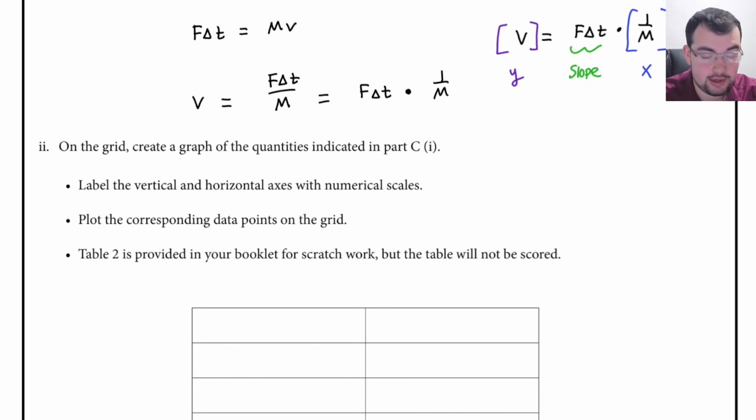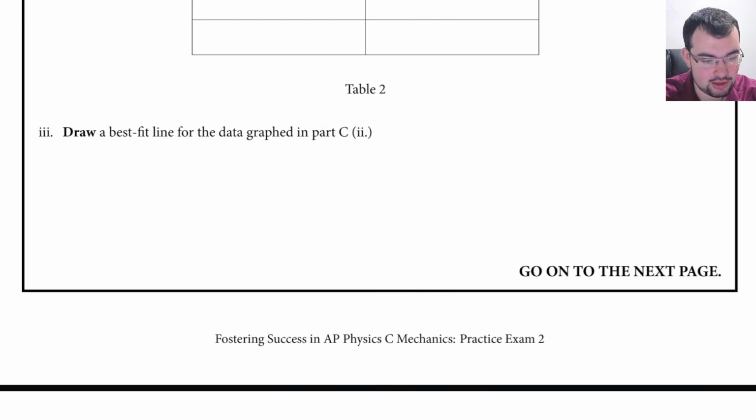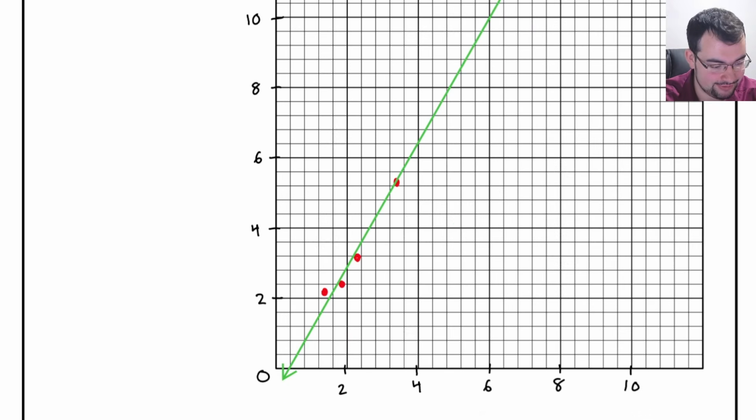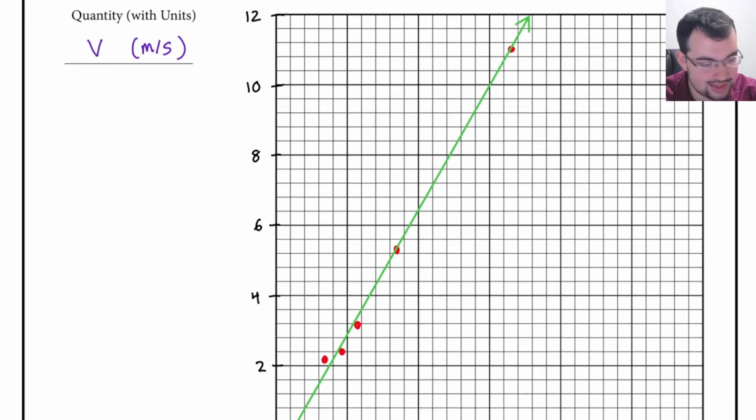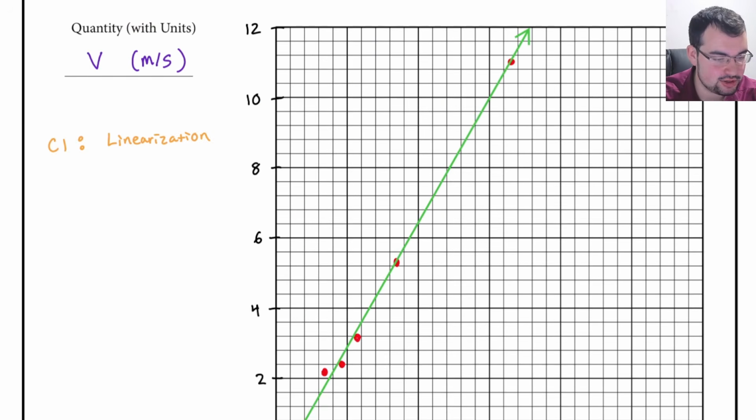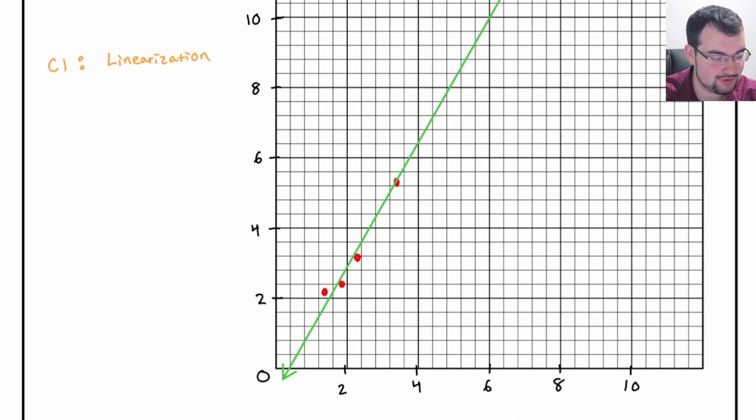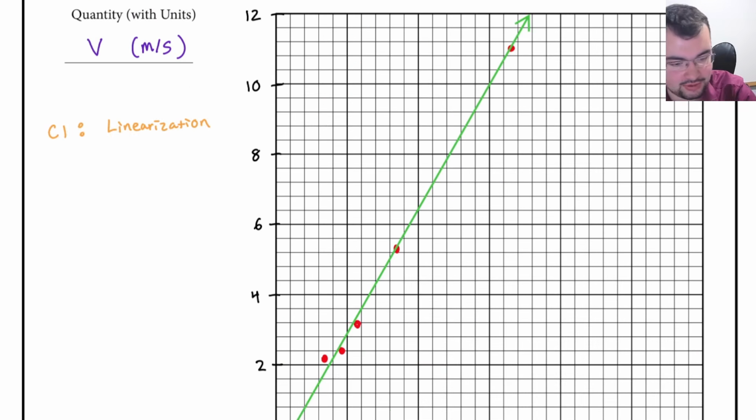All right. Magic, video editing, whatever you want. Here's the graph, and here's how you get all your graph points every time. C1 is for your linearization. If you don't know the physics of the problem, you're not going to get C1. You had to have picked a linear quantity. I can't just graph random garbage and get C1; I had to graph something that makes a straight line. So v versus 1 over m is straight, so that counts.